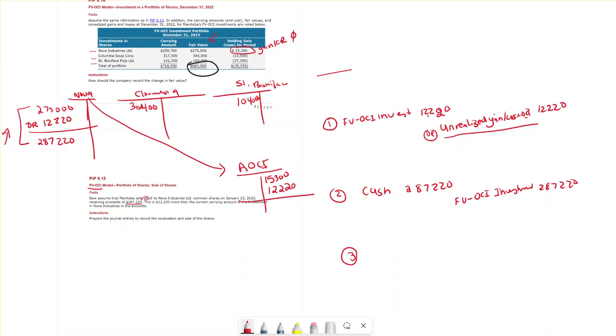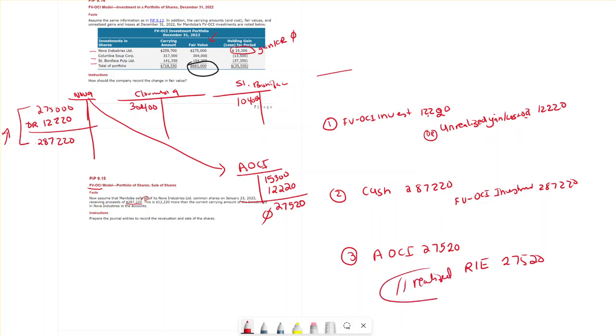So that's the entry. What we have to do now when you sell it is make your other comprehensive income zero. How do we make it zero? By debiting accumulated other comprehensive income for the total amount, which is 27,520. Credit 27,520 will be your retained earnings. So in other words, we call this a realized profit.